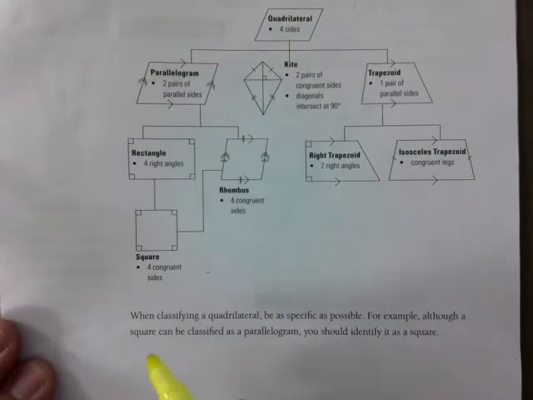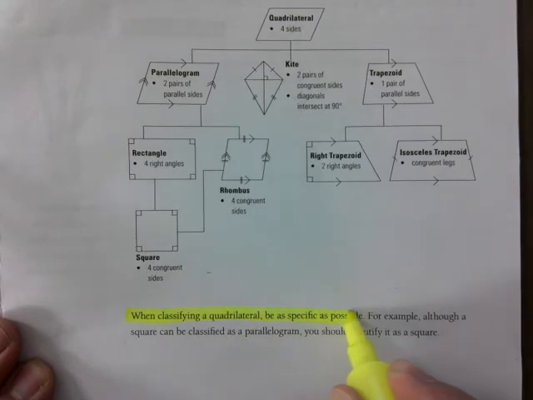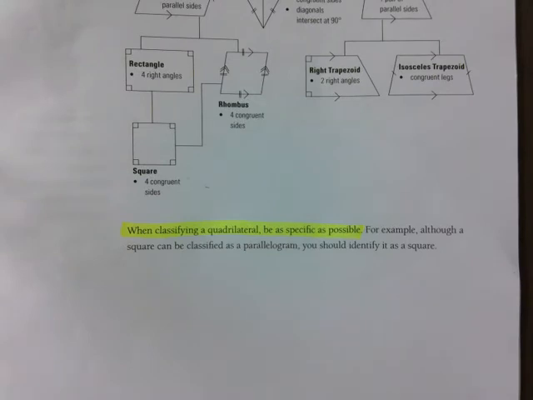And so what I want you to highlight or underline at the bottom of 192 is when classifying a quadrilateral, be as specific as possible. So sometimes you'll look at a diagram, you'll be like, oh yeah, it's a parallelogram. But sometimes there's going to be enough information that you can actually say it's a rhombus, right?